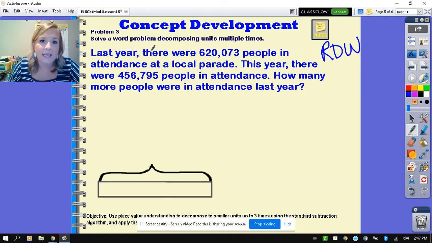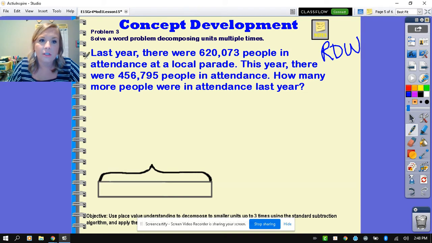So last year, there were 620,073 people in attendance at a local parade. This year, there were 456,795 people in attendance. How many more people were in attendance last year? Okay, so we're going to do a few things.